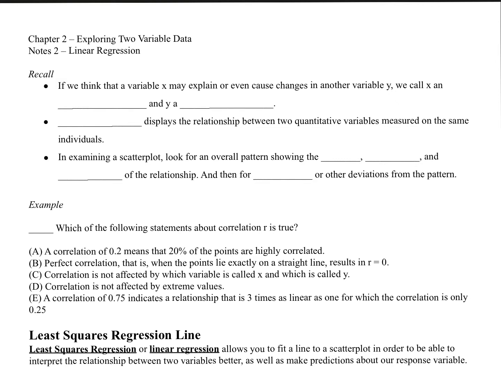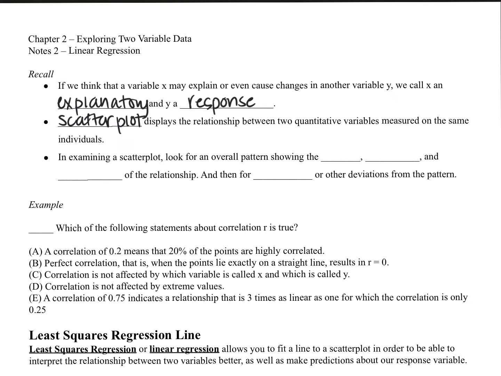If we think that a variable x may explain or even cause changes in another variable y, we call x an explanatory variable, and y a response variable. Okay. We used a scatter plot to display the relationship between two quantitative variables measured on the same individuals.